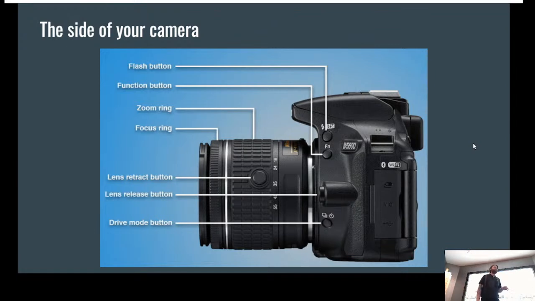Drive mode is symbolized by squares stacked on top of each other or by what looks like a timer button. Drive mode dictates how your camera is going to respond when you pull the trigger. So is it going to take a burst of shots? Is it going to take 10 photos at once?